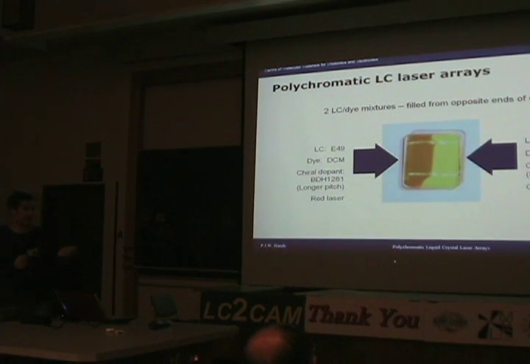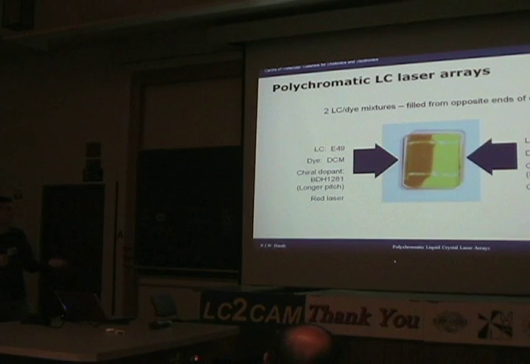So this is the cell we made. These are photographs taken immediately after filling. So we prepared two mixtures. On the left-hand side, the DCM mixture, which created the red laser array on the earlier slides. On the right-hand side, the coumarin dye mixture with a lower concentration of chiral dopant, which gives you the green laser. And we filled the two mixtures on opposite sides of the cell with a small air gap in the glue to allow the air to escape.